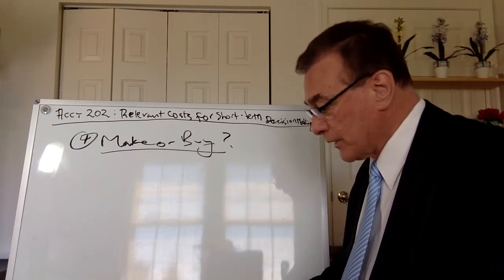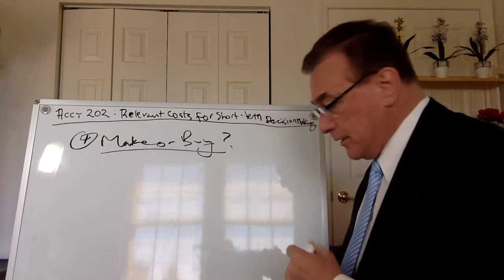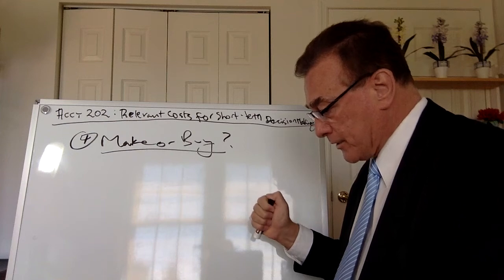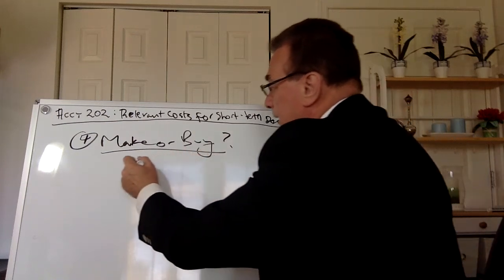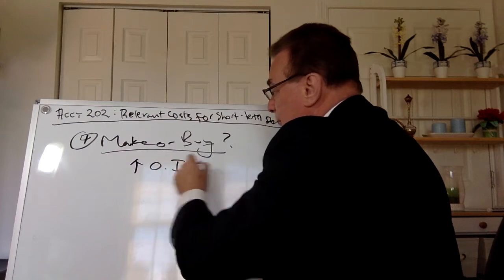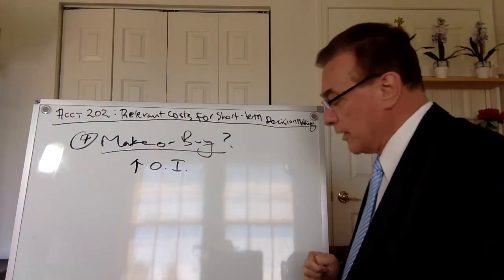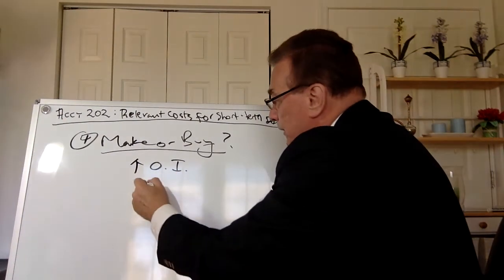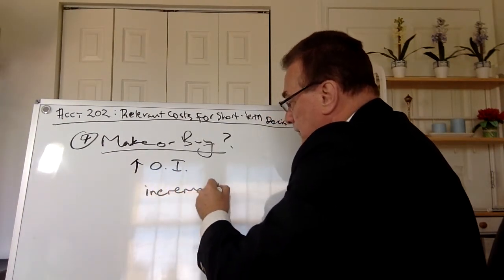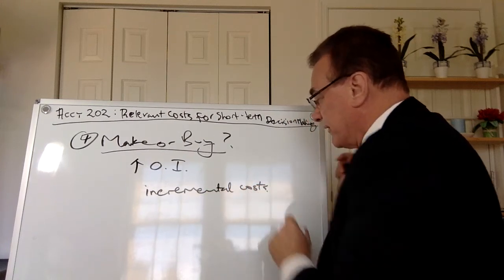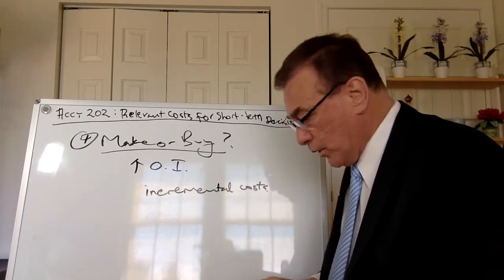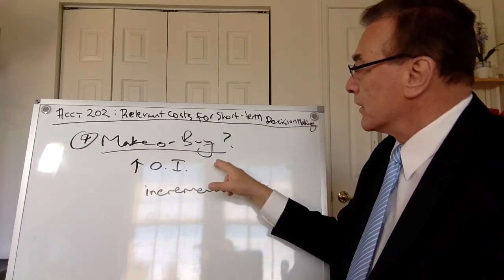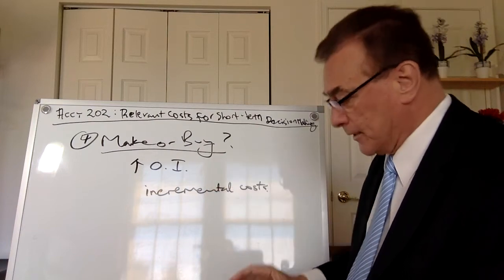And what the answer will come down to is which approach, whether they keep it going in-house or whether they outsource the production, which one increases operating income. That's the bottom line with most of these questions. Which one will increase the operating income? And we have to be careful that we only include the incremental costs and revenues, because what we want to do is look at what costs are involved in making it and what costs are involved in buying it from an outside supplier.